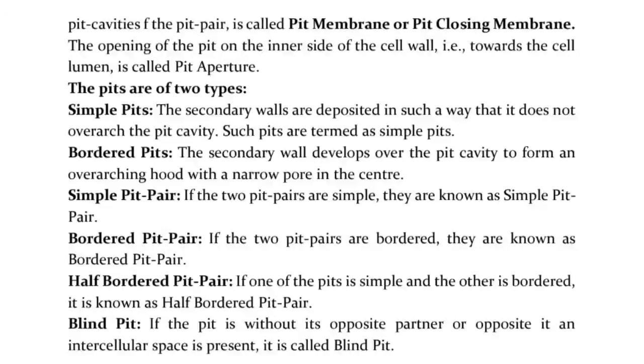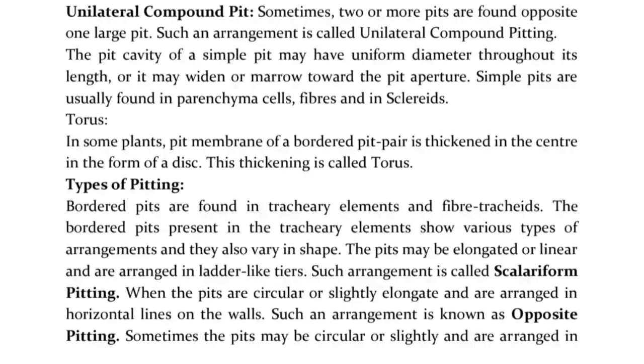Blind pit. If the pit is without its opposite partner, or opposite it an intercellular space is present, it is called a blind pit. Unilateral compound pit. Sometimes, two or more pits are found opposite one large pit. Such an arrangement is called unilateral compound pitting. The pit cavity of a simple pit may have uniform diameter throughout its length, or it may widen or narrow toward the pit aperture. Simple pits are usually found in parenchyma cells, fibers and in sclereids.